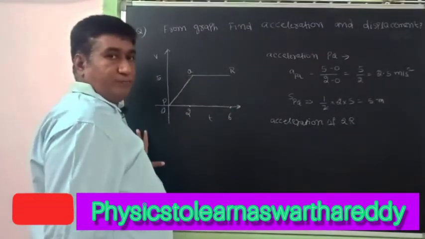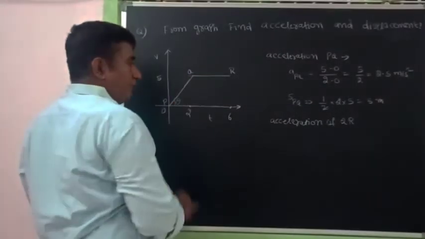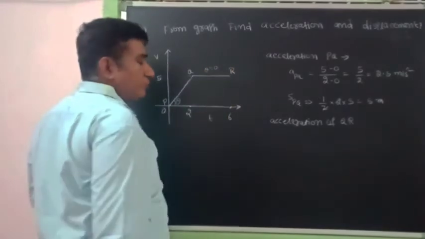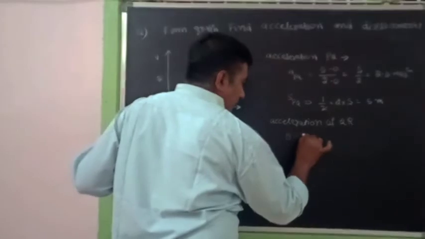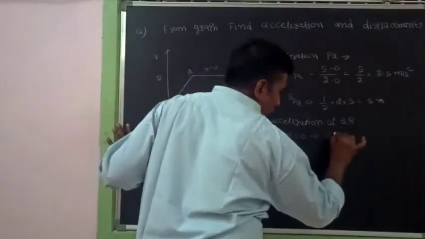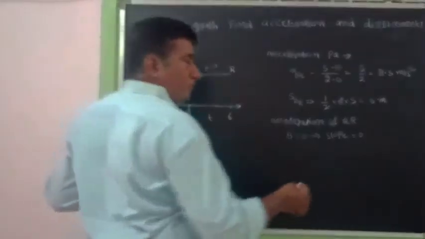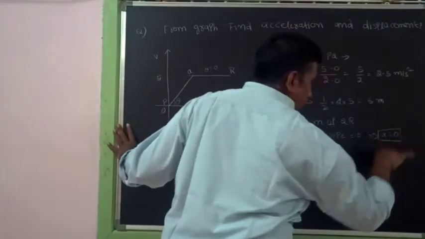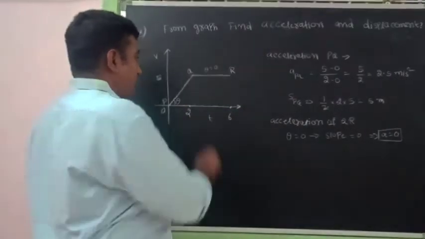What's the acceleration? What's the value? Here this is theta. It has some value, but here we have taken theta equal to 0. If theta is equal to 0, then it gives rise to slope also equal to 0. So what is the slope? Slope is nothing but acceleration. A is equal to 0. We can get that.